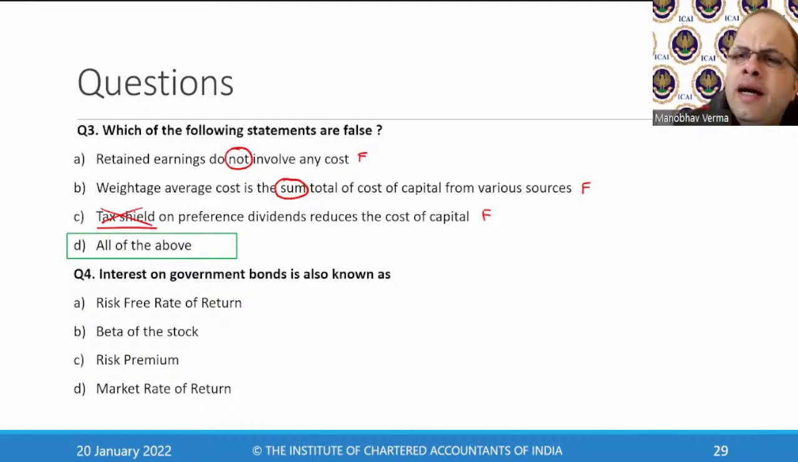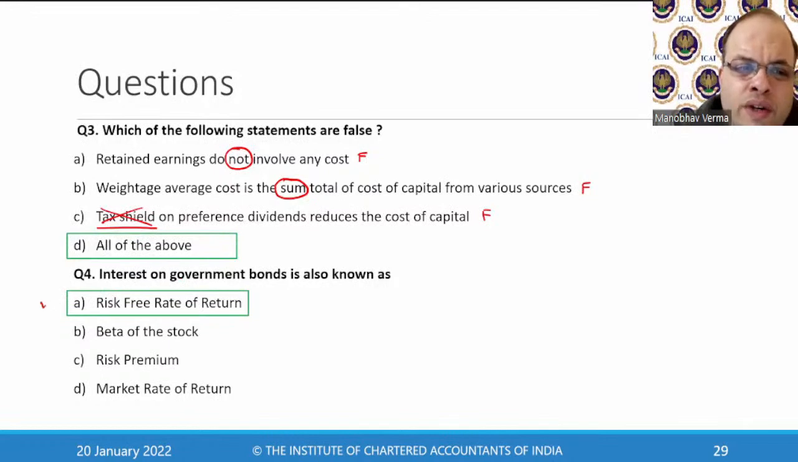I told you this as a last slide in my previous lecture that government bonds are probably the least risk, or almost risk-free. So I anyways gave the answer in the last class itself. The interest on government bonds is a risk-free rate of return. Someone said, see guys, risk premium is nothing but the excess of the market rate over the risk-free rate. That's not the government bonds. So 4 is A. Majority of you got it right though.